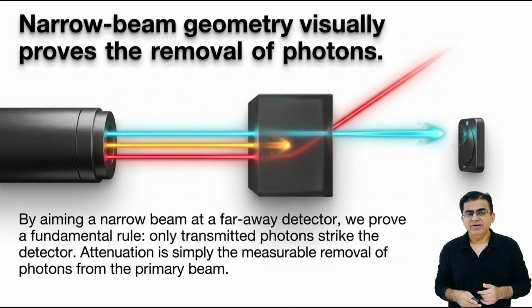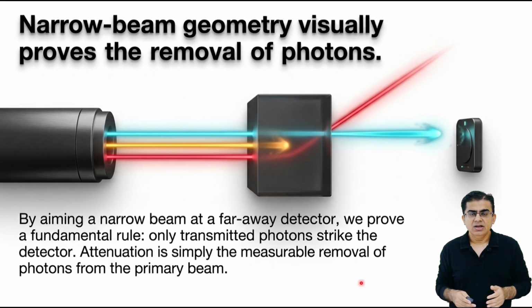This brings us to a very clear conclusion. This special narrow beam experiment proves a fundamental rule of medical physics. Only the perfectly straight transmitted photons will ever strike our detector. If a photon is absorbed, it never reaches the detector. If a photon is scattered, the long distance ensures it completely misses our detector. This proves exactly what beam attenuation truly means in our clinic.